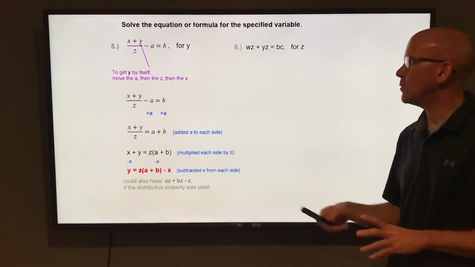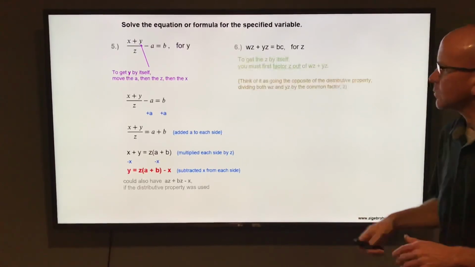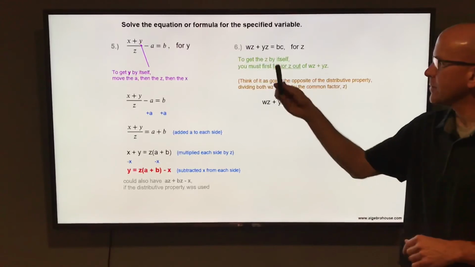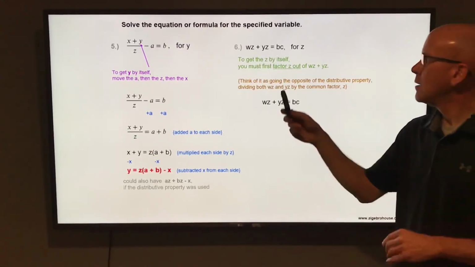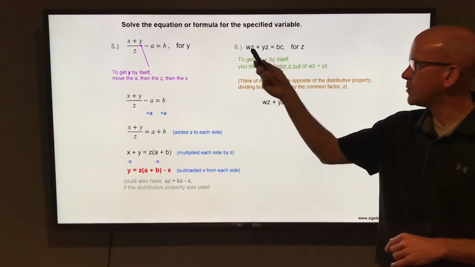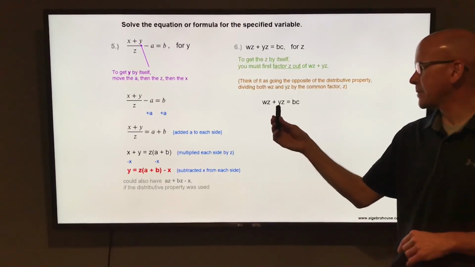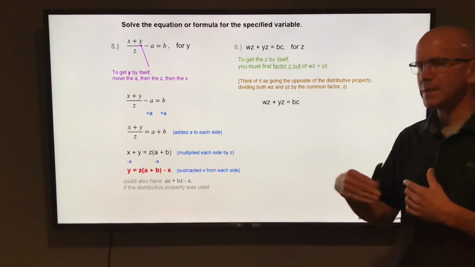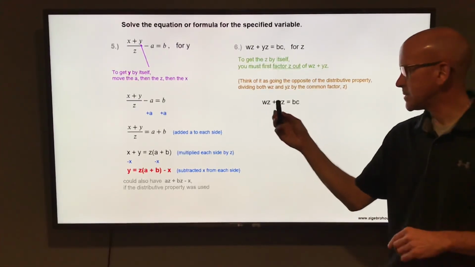What you can do, though, is look for what's called a common factor. So combining like terms is not going to work here. If we're solving for z, you can't put the wz and the yz together. But what you can do is factor a z out of those two terms. Since z is a common factor of those two terms, think about the distributive property and think about going the opposite of the distributive property. We're going to take out a z.